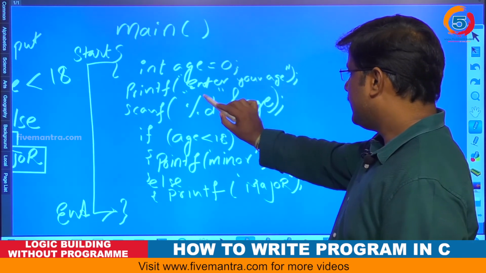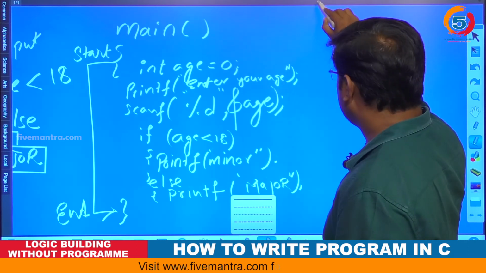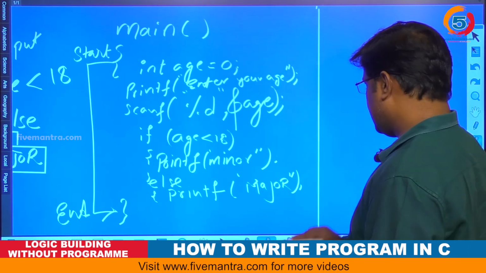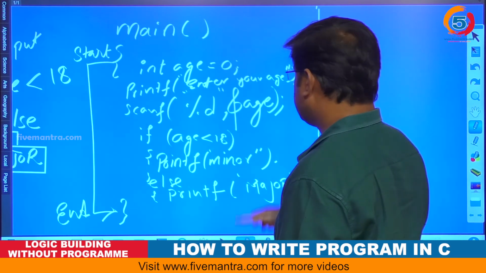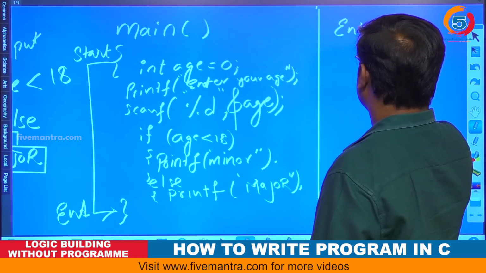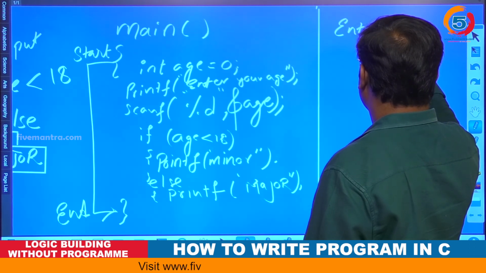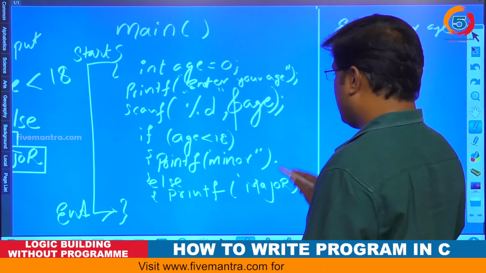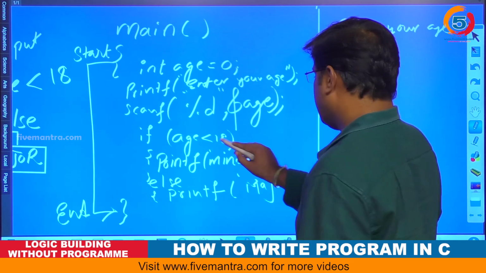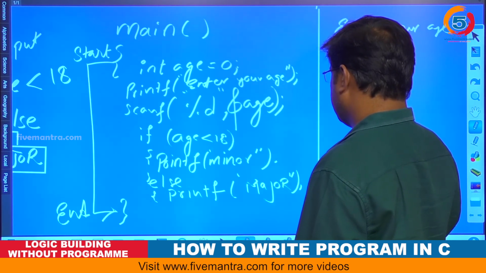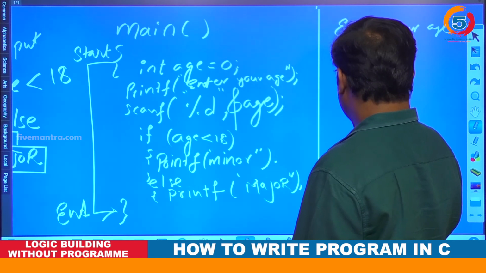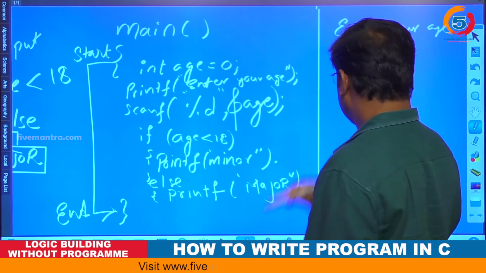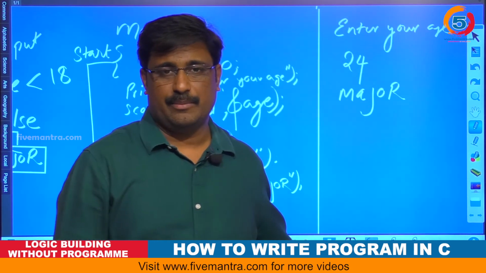If you see the output of this program, first you will get an input request from the user, enter your age. You will enter something, say 24. Okay, 24 will be compared with the help of this condition. Once the comparison is done, it will print major. In this way, the program will be completed.